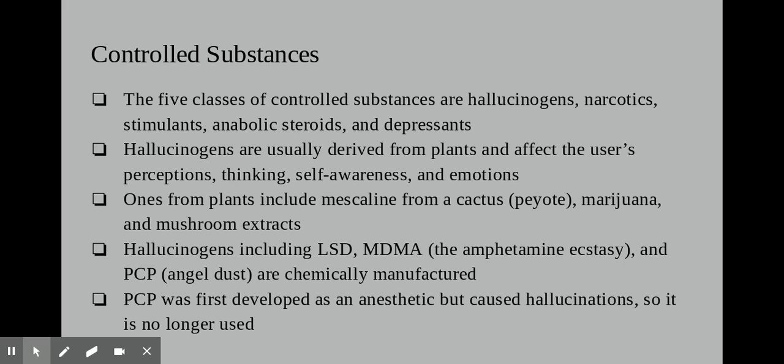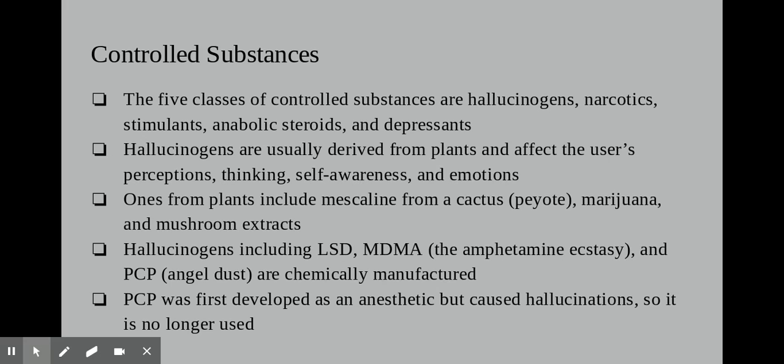We have hallucinogens, narcotics, stimulants, steroids, and depressants. The hallucinogens, they're plant-based, and they affect pretty much everything that your senses do. That's why you have a hallucination. It's because your senses are picking up something that probably is not there.